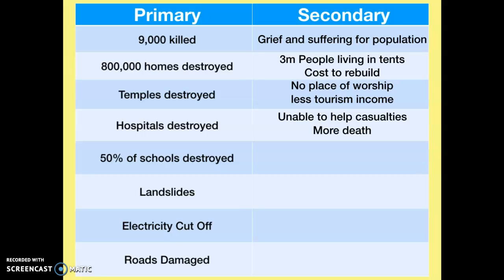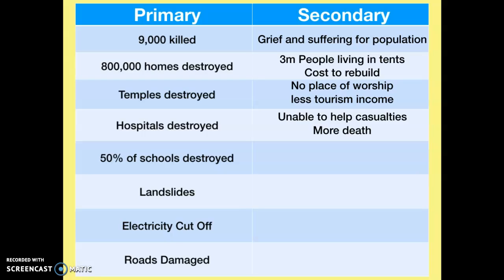The secondary effect of that, the knock-on, because there's fewer hospitals, you're unable to help the casualties, the people that have been hurt and injured in the earthquake. They can't get any help. The hospitals aren't able to operate, and you're going to have more deaths because of that. Imagine someone, they've got a really bad, terrible injury, they've been trapped under rubble in the earthquake, and then they can't get to a hospital quickly enough. You're going to have more deaths, more casualties.